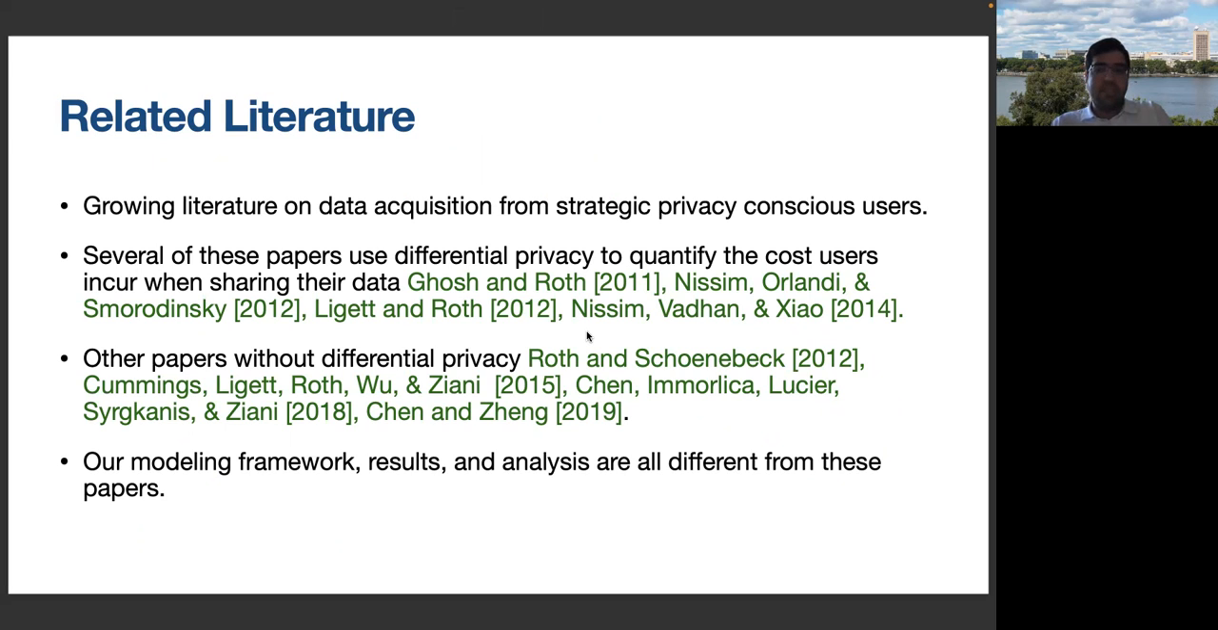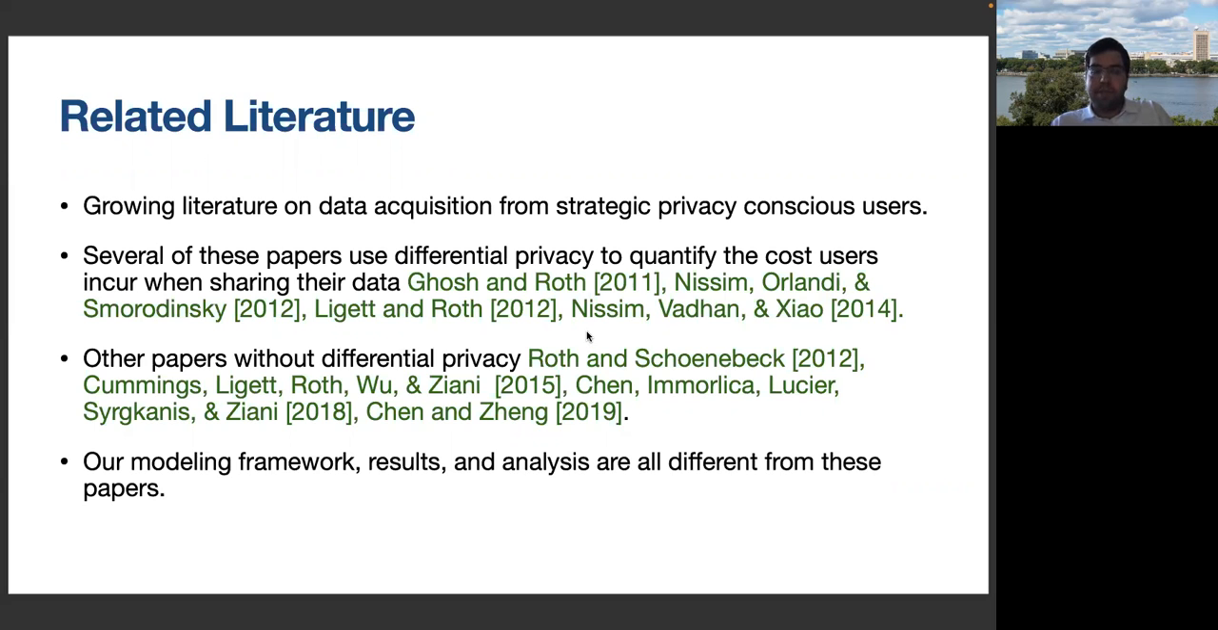The list of papers here is by no means complete. I've just highlighted a couple of works from the past decade. Due to the interest of time, I'm not going to go over the details of the works, but I should highlight that while several papers use differential privacy to quantify the privacy loss of users, there are a number of papers that use different notions of privacy to characterize the privacy loss of users when we are solving the data acquisition problem. And I should mention that our modeling framework, results, and analysis are different from the papers listed above.